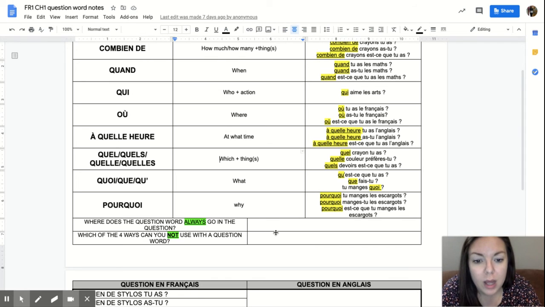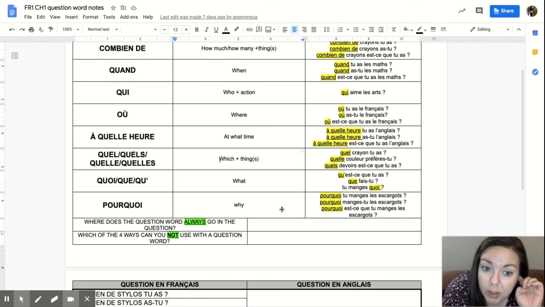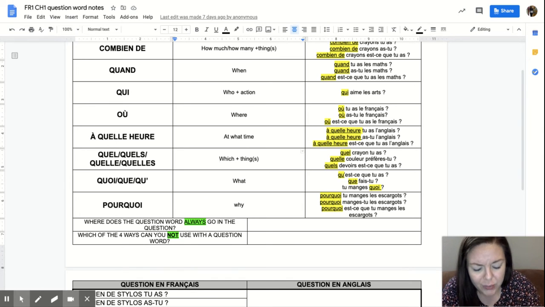And then pourquoi is why. So this is normally going to go at the beginning of your question as well. Pourquoi tu manges les escargots? Why are you eating snails?